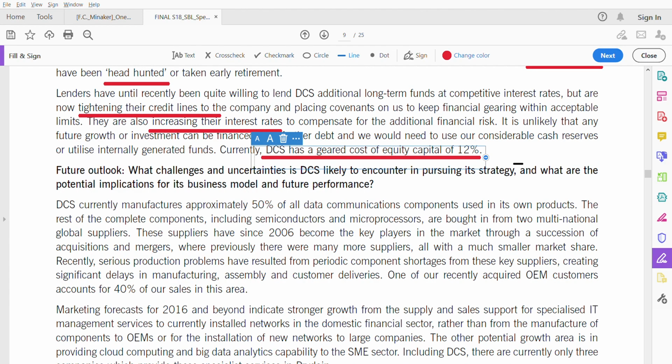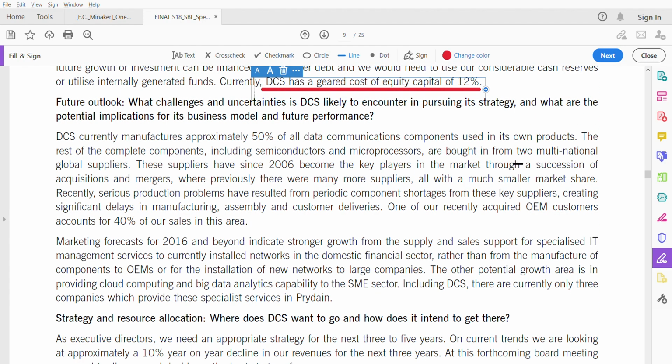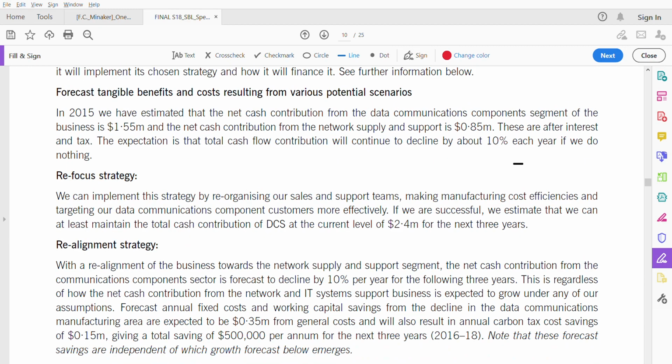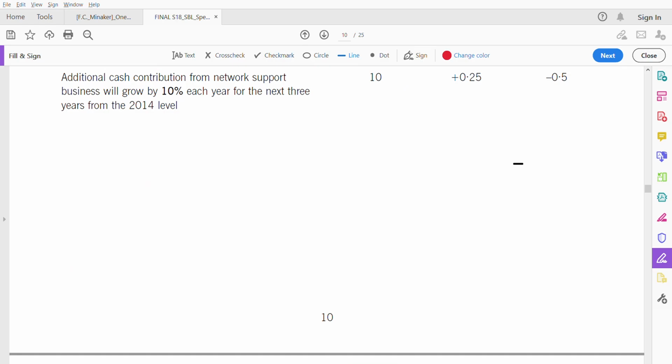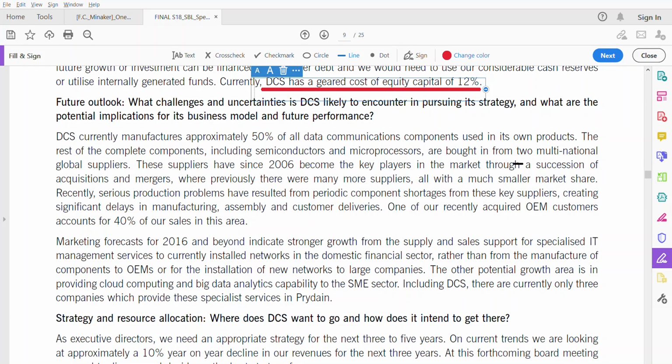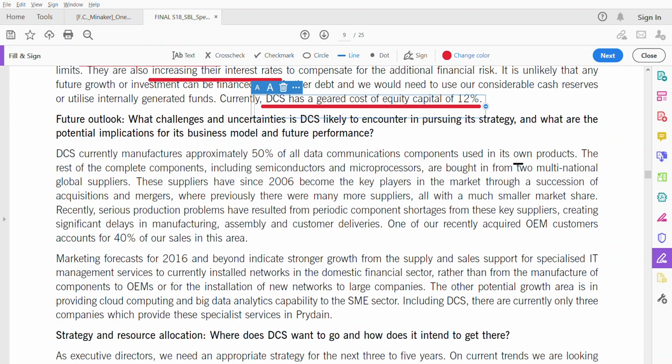Now let's go to the future outlook. Let's see, this is quite a long exhibit. In fact, this is the longest exhibit, because it's a report. So, future outlook. What are the challenges and the uncertainties DCS is likely to encounter in pursuing its strategy, and what are the potential implications for its business model and future performance? So the challenges and uncertainties.